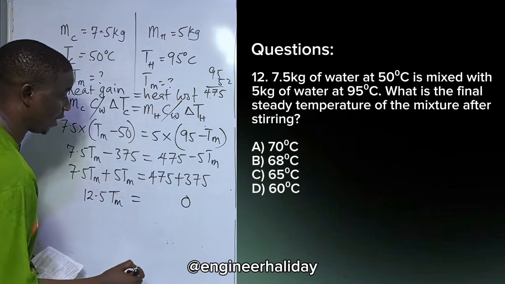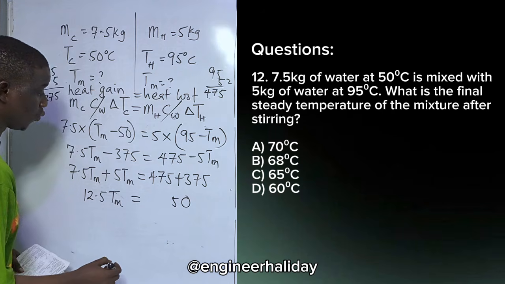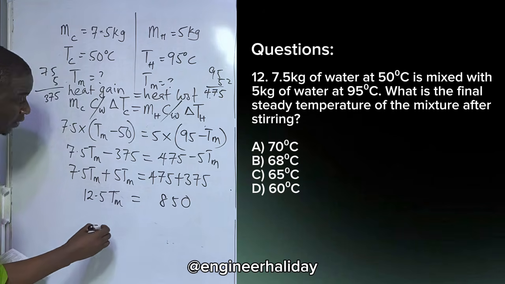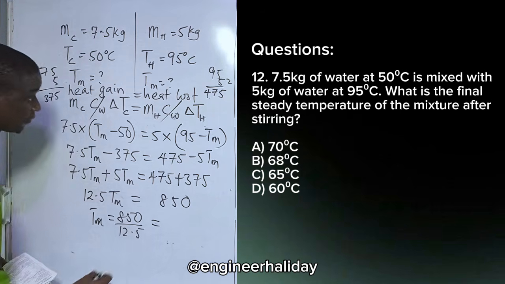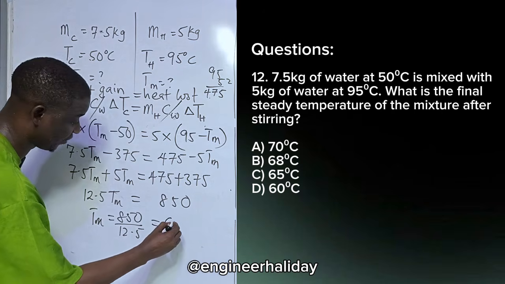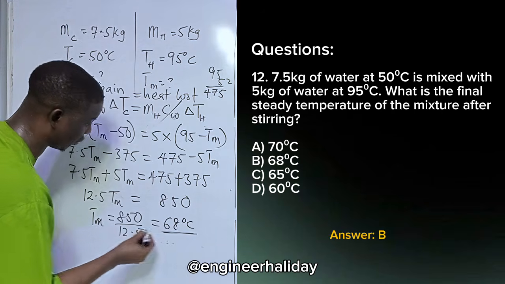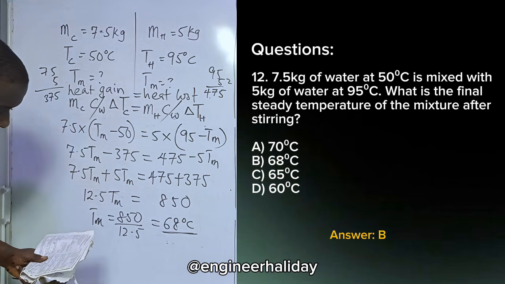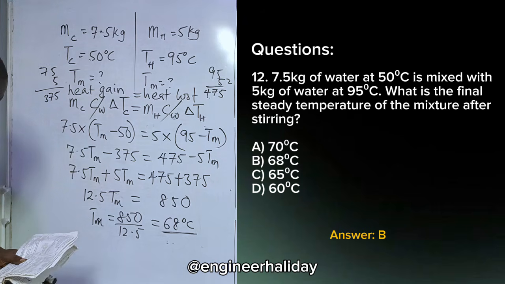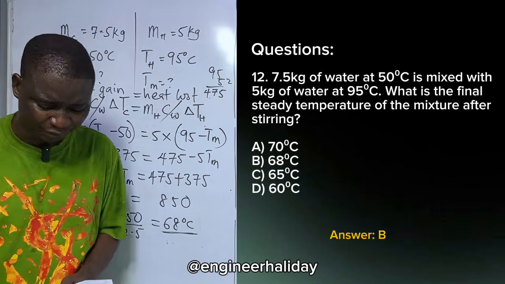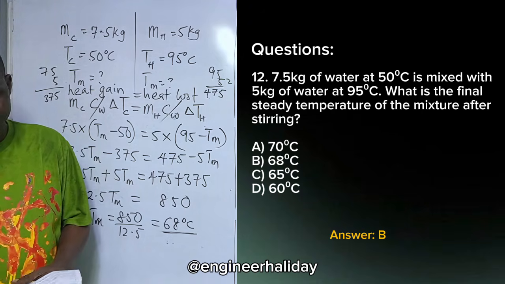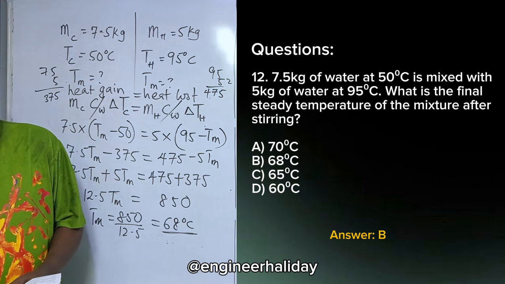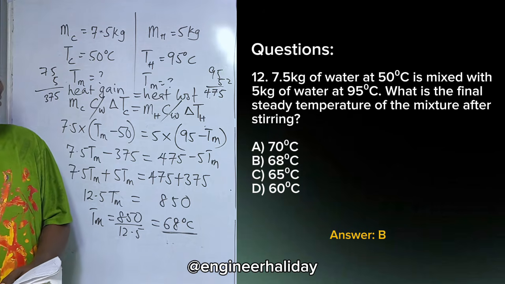850. So Tm will now be equal to 850 divided by 12.5. So that will give us 68 degrees Celsius. So we have option A, 70 degrees Celsius. B, we have 68 degrees Celsius. C, we have 65 degrees Celsius. D, we have 60 degrees Celsius. So the answer would be B, 68 degrees Celsius.